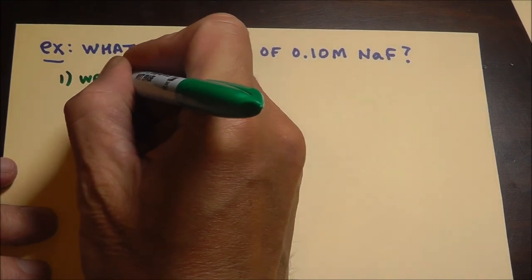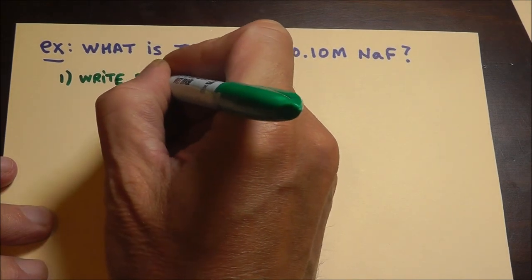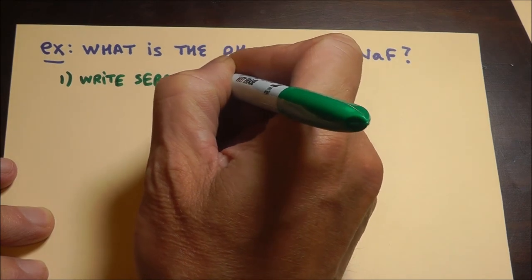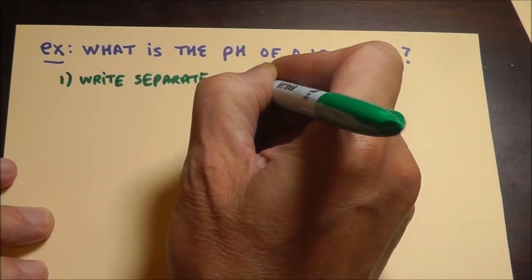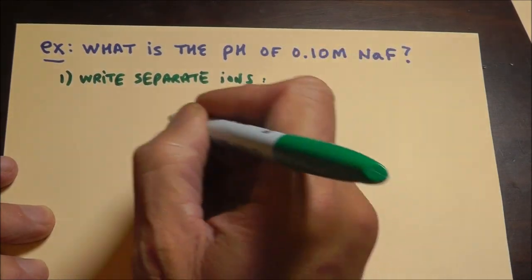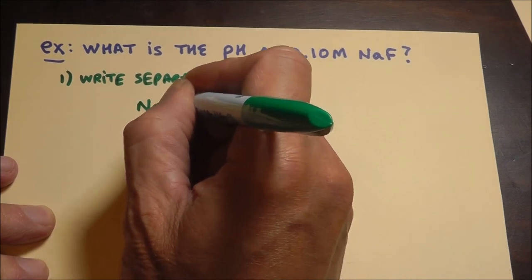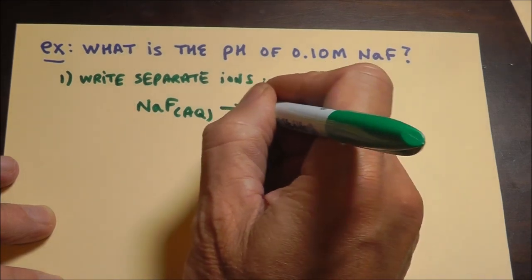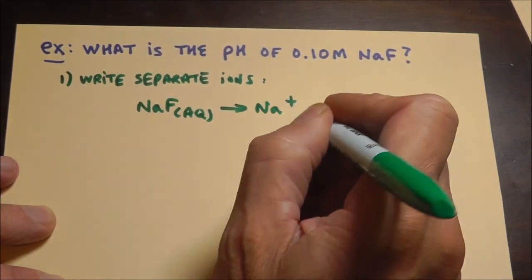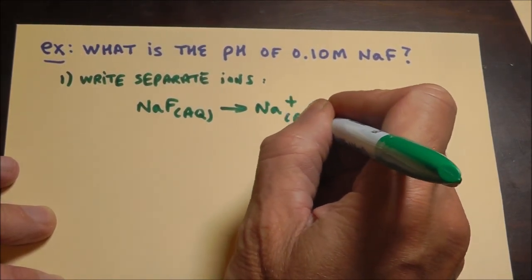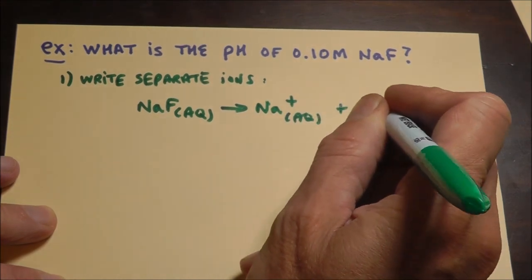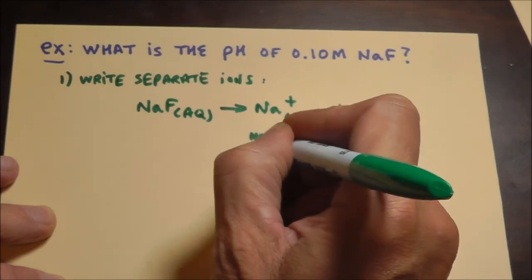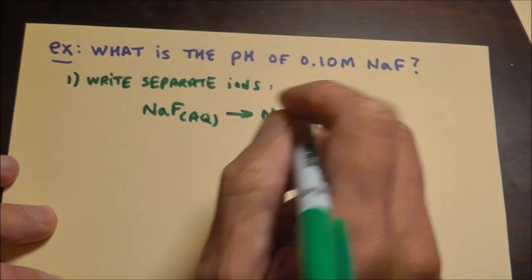Write separate ions. So what we're going to do is we're going to say NaF aqueous, when it goes into water, it makes Na plus, which is neutral, plus F minus, basic.